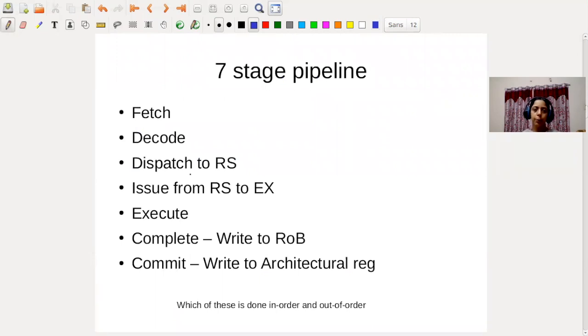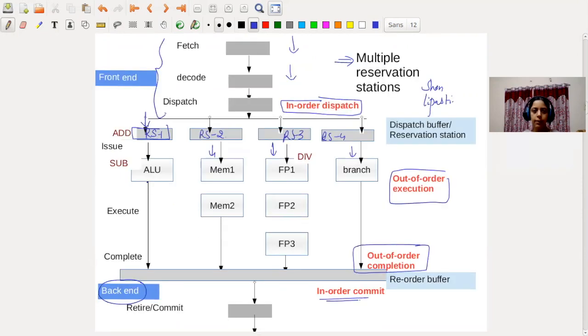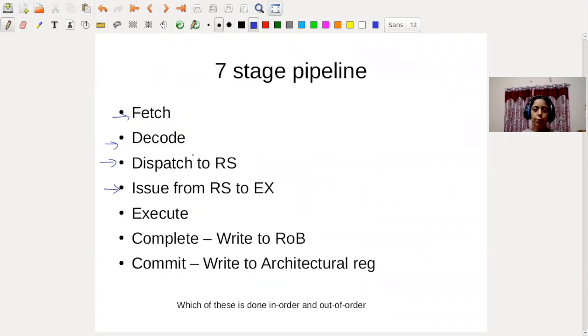So that's how we come up with the 7 stage pipeline, the fetch, decode, dispatch to the RS, all of them happening in order. Then you have the issue from the RS to the EX. Issuing the instruction from the reservation station to the execution unit is called the issue stage. So the instruction is basically issued to the functional unit. Then you have the EX stage. So EX also has the memory stage.